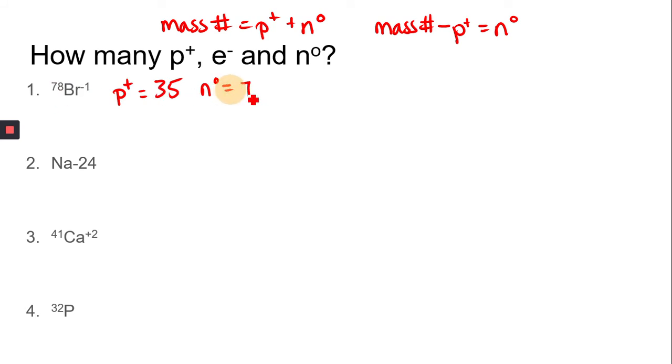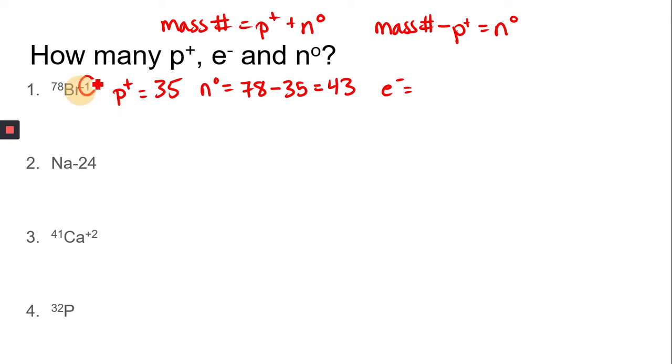So we would say 78 minus 35 and we would get our number of neutrons, 43. So we have 35 protons, 43 neutrons. Then we have to look at our electrons. If this is neutral, it would have 35 electrons. That way there's enough positive to cancel each negative.